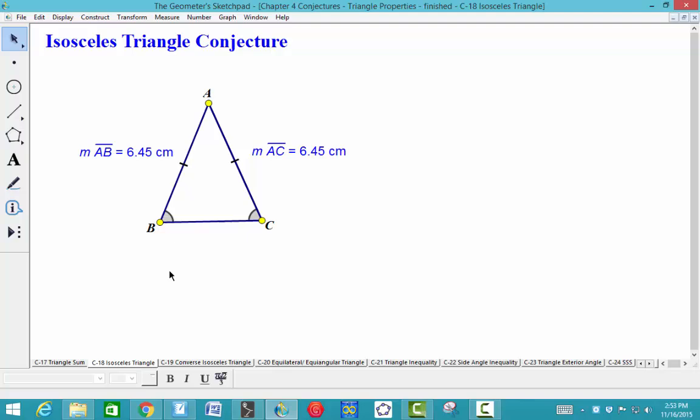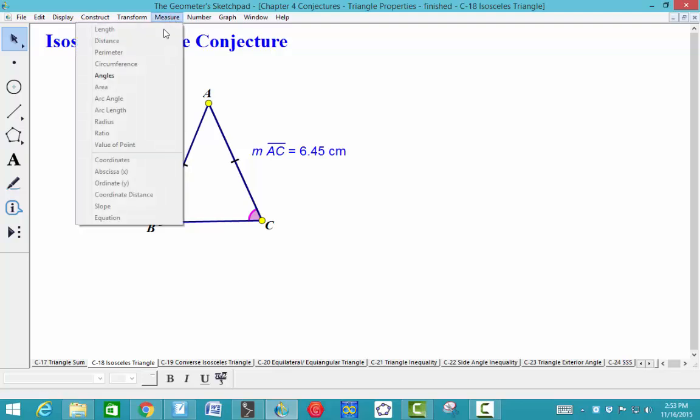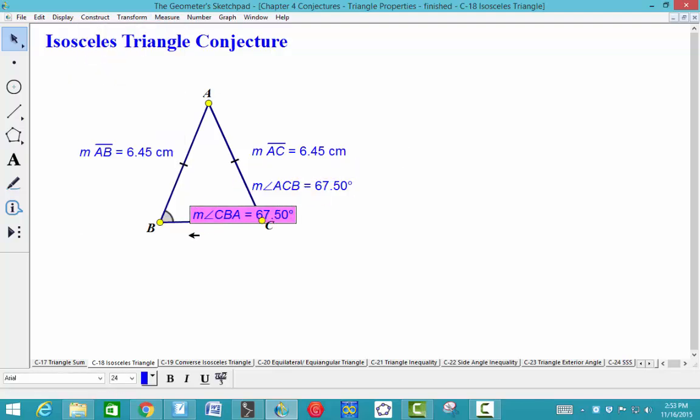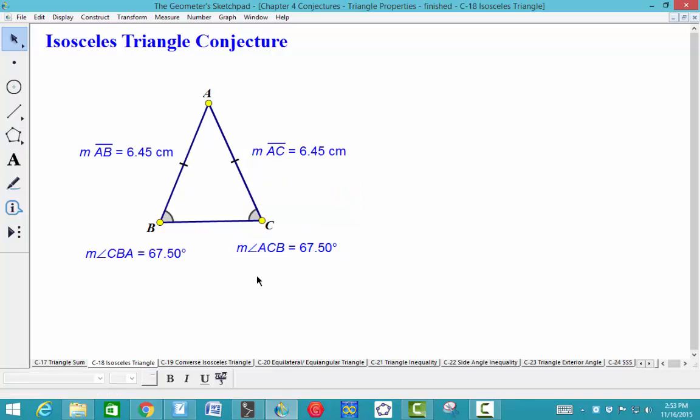Conjecture number 18, the isosceles triangle conjecture. We have measured out that the sides are congruent, and we know if it's isosceles then the base angles are also congruent. So what we'll do is we'll just highlight these angles and measure the angles and show that angle CDA is congruent to angle ACB.